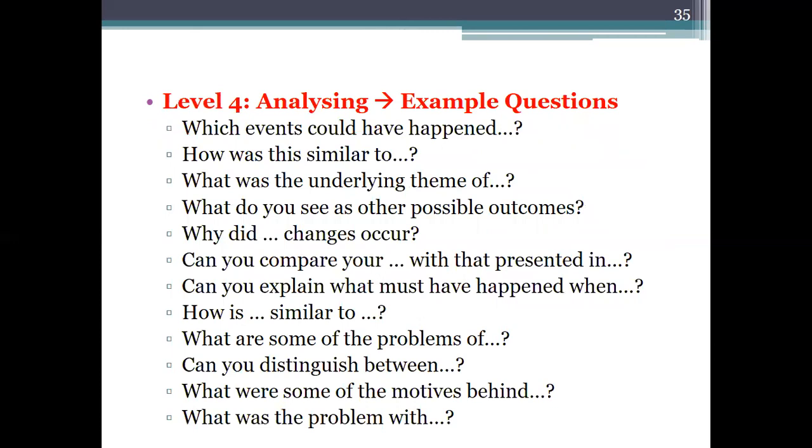Level 4, analyzing, example questions. At level 4, as we discussed earlier, the student has to break down all the information into components, study the various components separately, and go into detail on each and every component. Which events could have happened? How was this similar to? What was the underlying theme of? What do you see as other possible outcomes? Why did change occur, and so on?